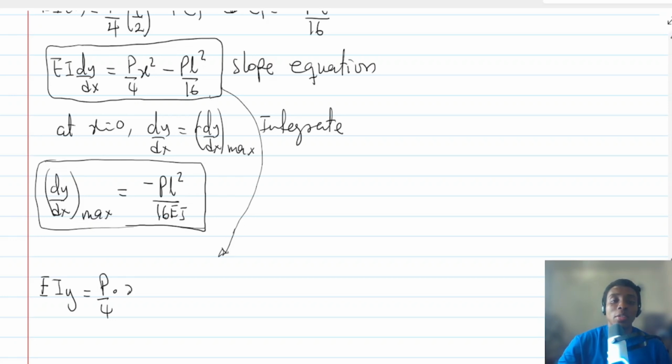I'm going to get what? x cubed over 3. Is that right? If you integrate x squared minus PL squared over 16, then you bring the x here plus C2. Don't forget that whenever you integrate, you have to bring a constant. Are you okay? All right.